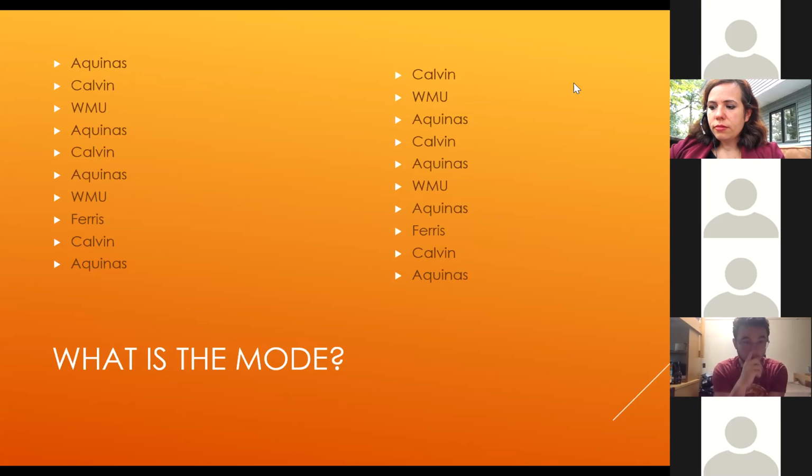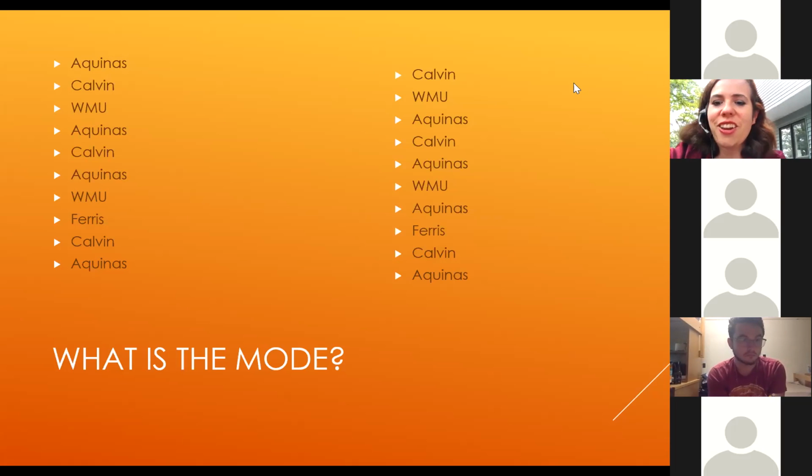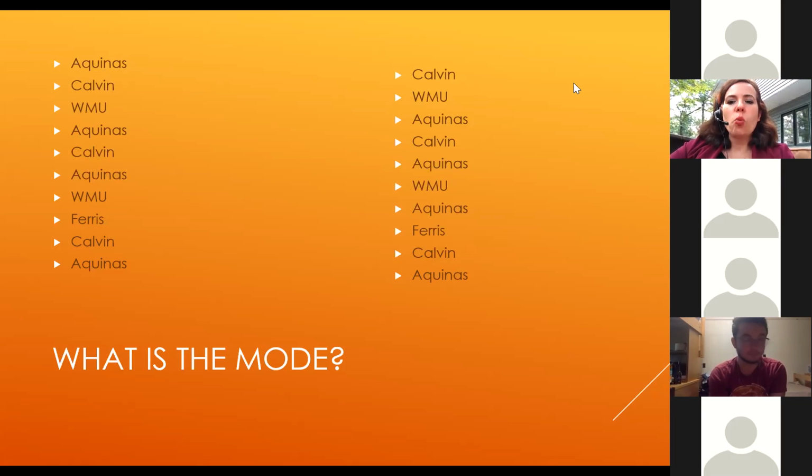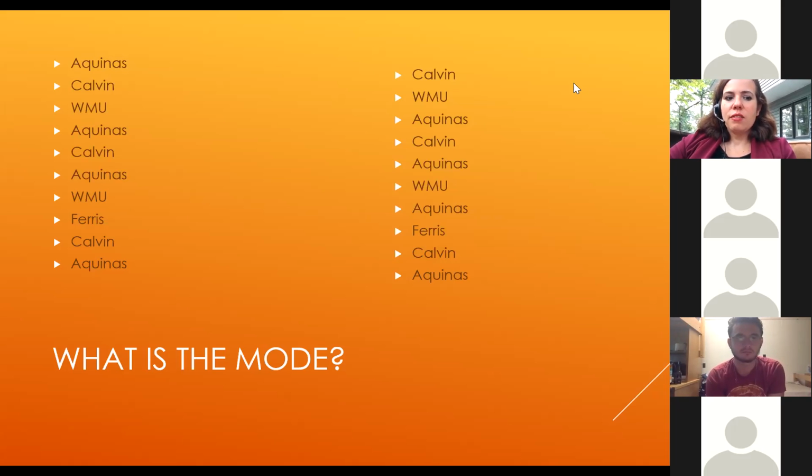Aquinas. Okay, how did we determine that? Tallying them up and then finding the most frequent. Okay, so what was the number for Aquinas? 8. How about Calvin? 6. And West Michigan? 4. Okay. Ferris? 2. Okay. So based on that, we got the frequency of each, and we were able to determine which one was the most frequently occurring.